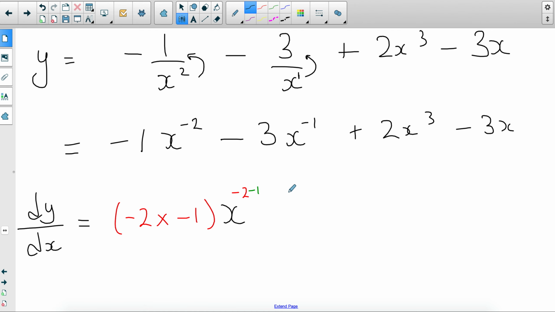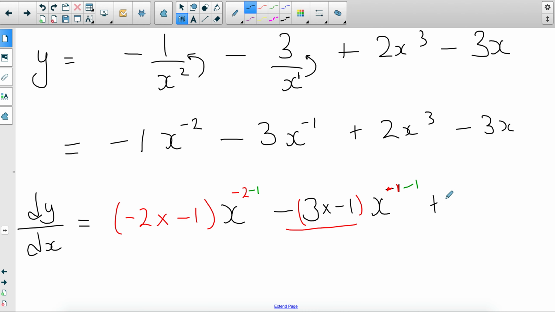So we'll deal with this later on. Then we do the same thing for the other one. We have a negative 3 being multiplied by a negative 1. So that's another value we have to deal with. And then we have all of this being multiplied by x to the power of negative 1, and we're taking away, so that's a negative 1, and we're taking away 1.